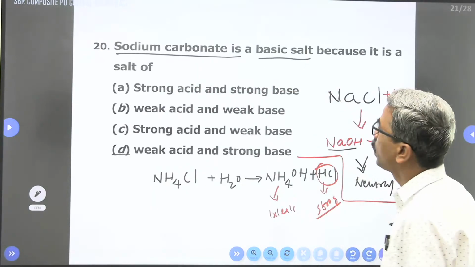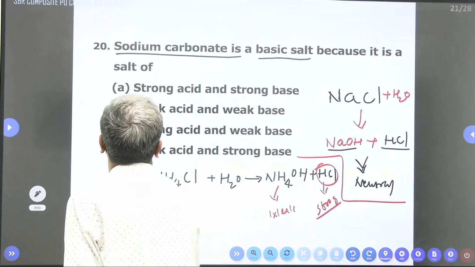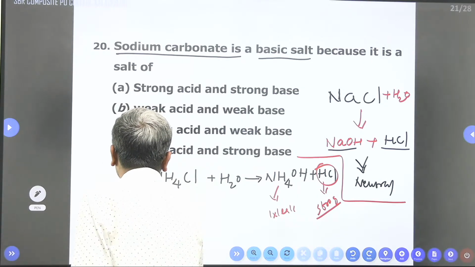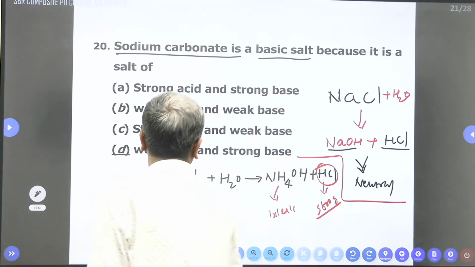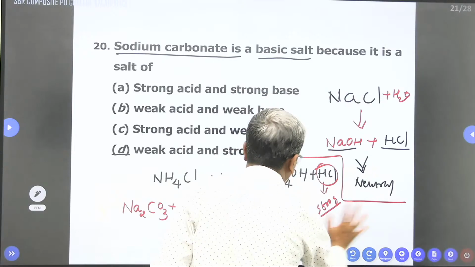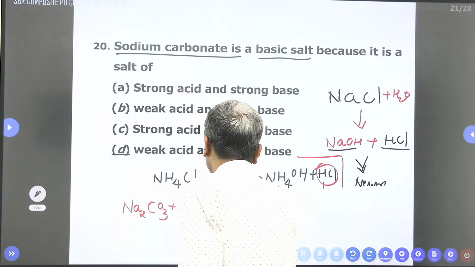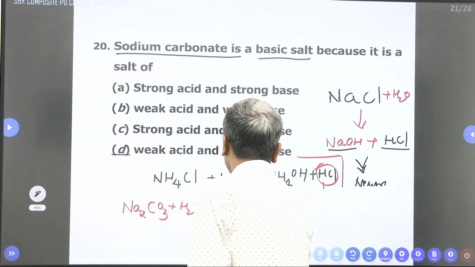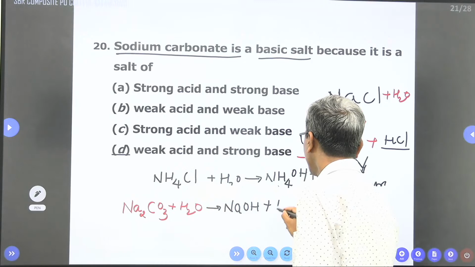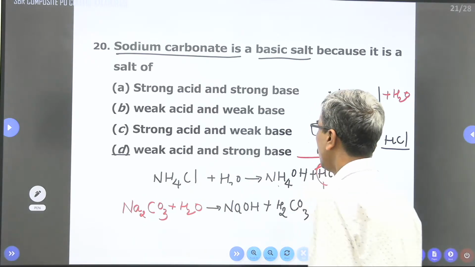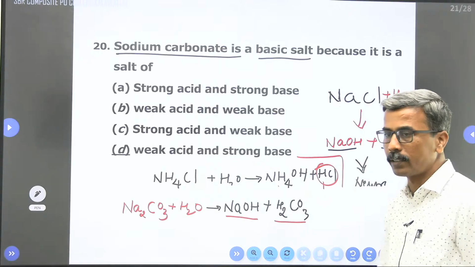It is a basic salt because, if I take the formula of sodium carbonate, it is Na2CO3. Then you add water. Now what will happen? It will produce this Na, which will combine with the OH of water and form NaOH, plus this CO3 will combine with H and convert into H2CO3. Now remember, out of these two, this is sodium hydroxide, and this compound we call carbonic acid, like hydrochloric acid and the others.